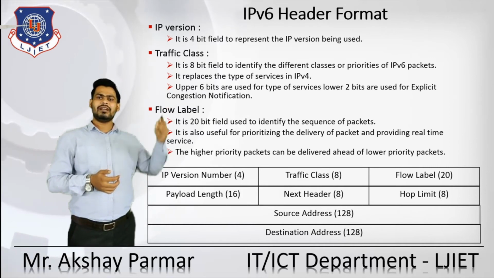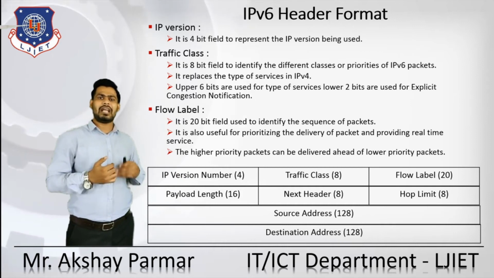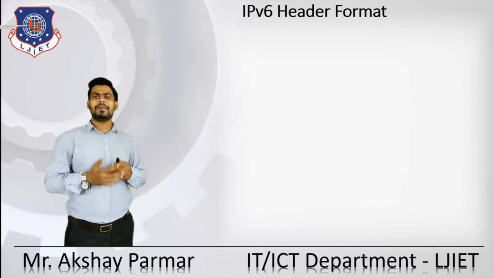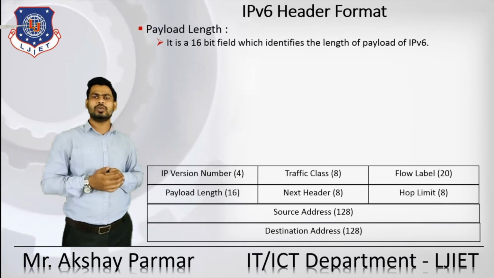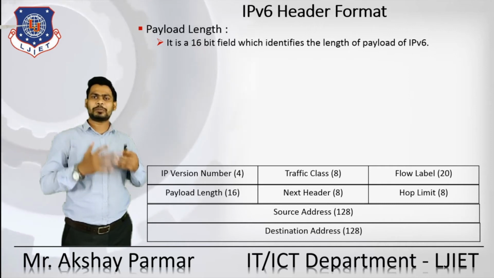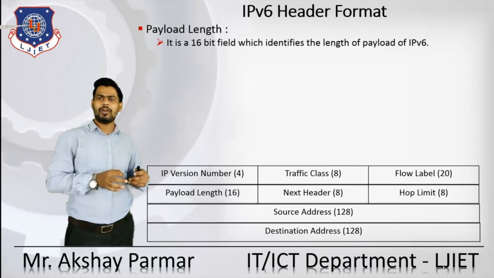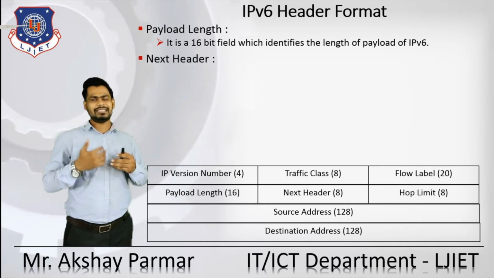After that, the IP version has 4 bits, then the traffic class and the flow label that we have seen. After that, the payload length. What do we mean by payload length and why is it used? It is self-explanatory. It is a 16-bit field which identifies the length of the payload of IPv6.